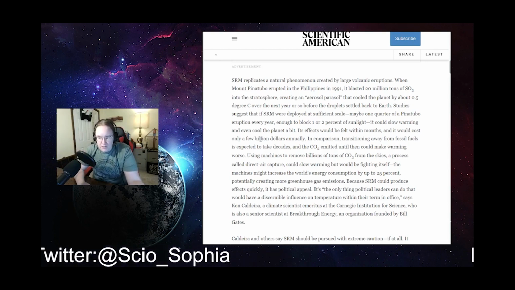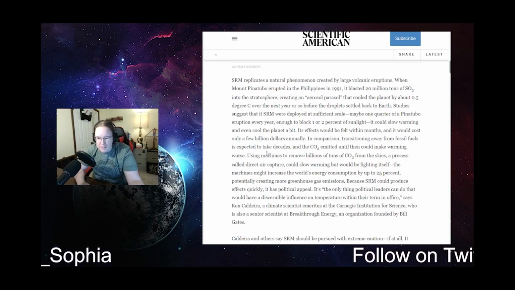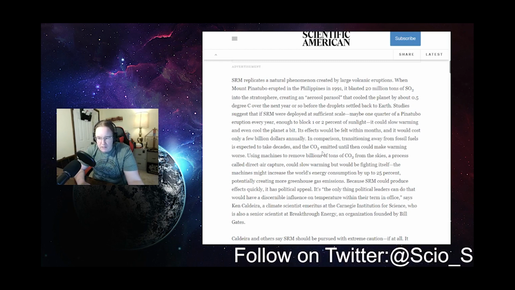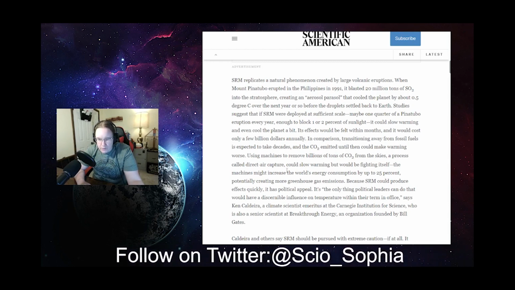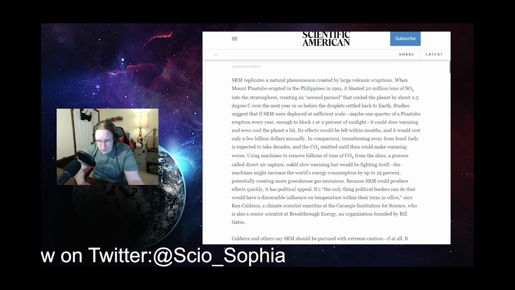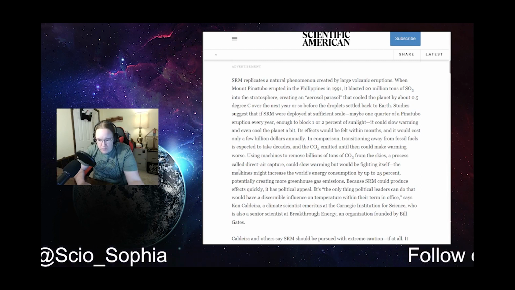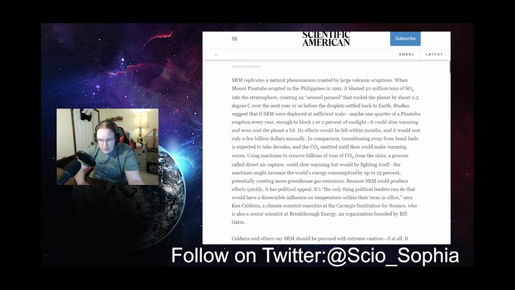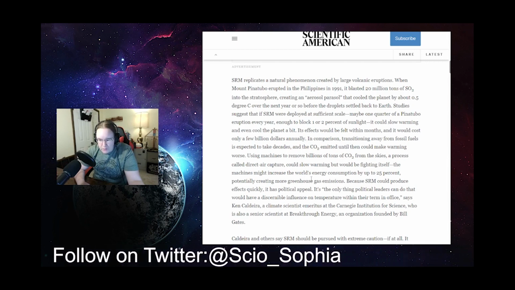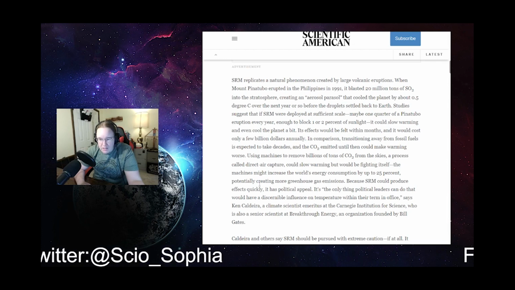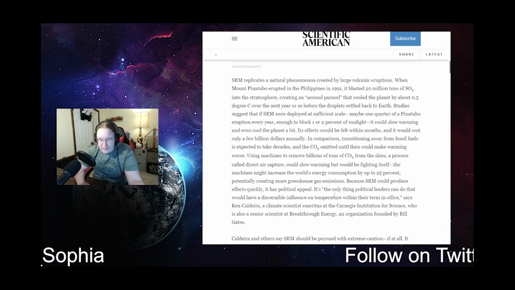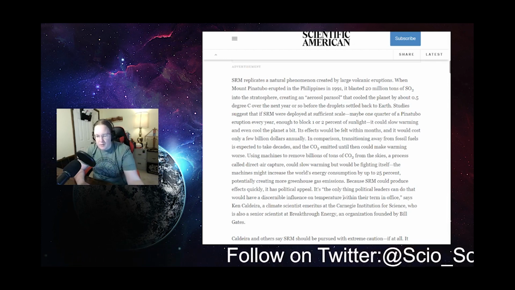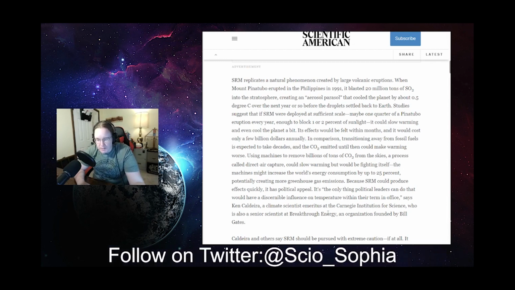In comparison, transitioning away from fossil fuels is expected to take decades, and the CO2 emitted until then could make warming worse. Using machines to remove billions of tons of CO2 from the skies, a process called direct air capture, could slow warming but would be fighting itself. The machines might increase the world's energy consumption by 25%, potentially creating more greenhouse gas emissions. Because SRM can produce effects quickly, it has political appeal.